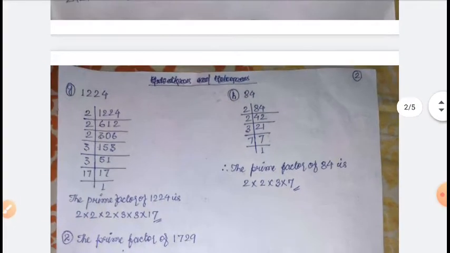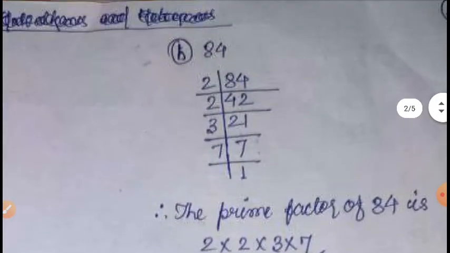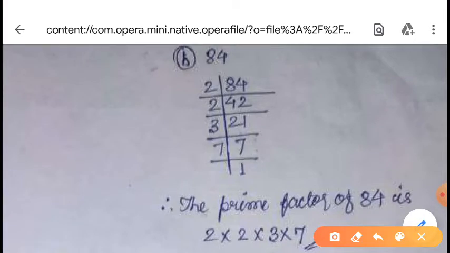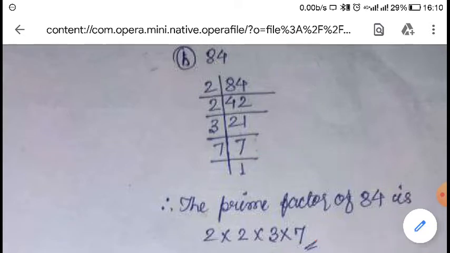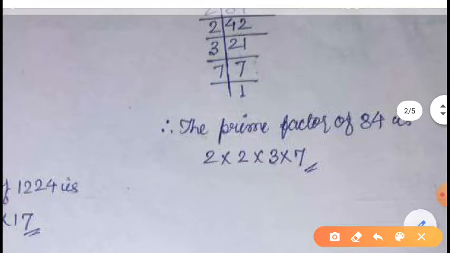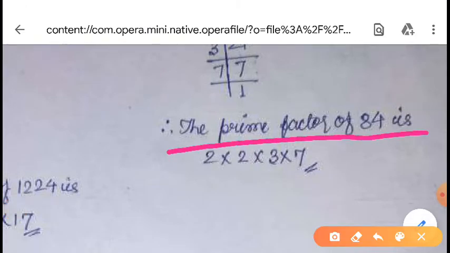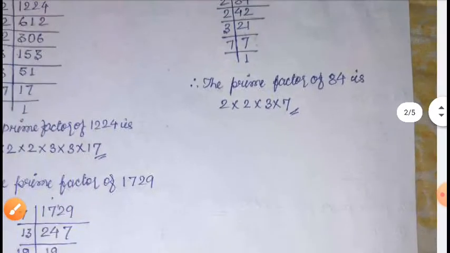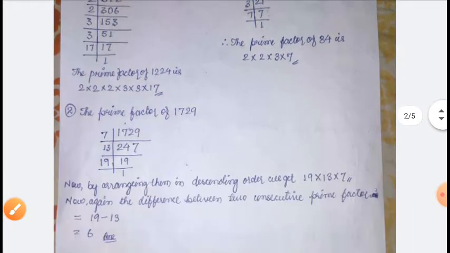Okay, for B, number B also you can do like this. You can see here number B, 2 into 42 is 84, 2 into 21 is 42, 3 into 7 is 21, and 7 into 1 is 7. So again you can write the prime factor of 84 is 2 into 2 into 3 into 7. In this way you can do this. I hope all of you have understood this.